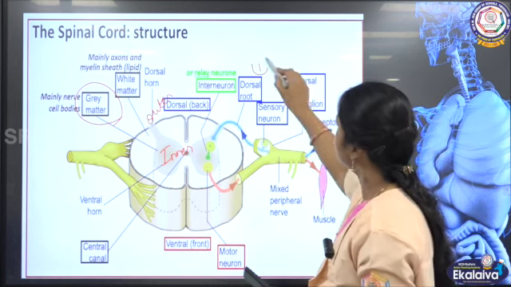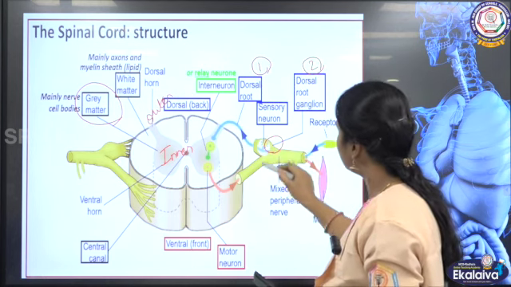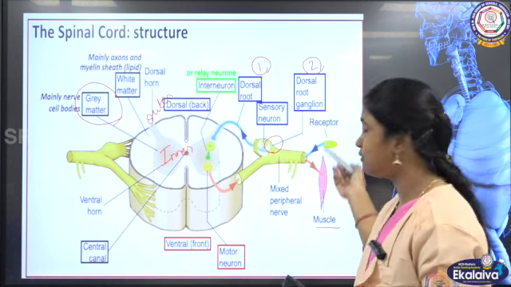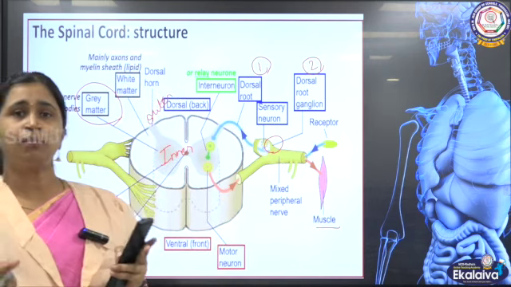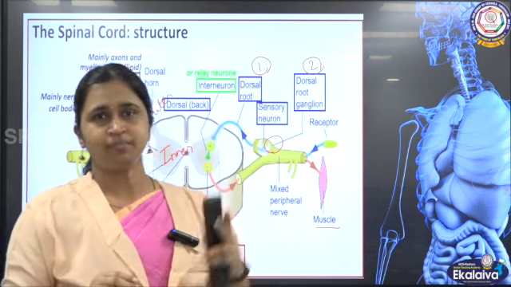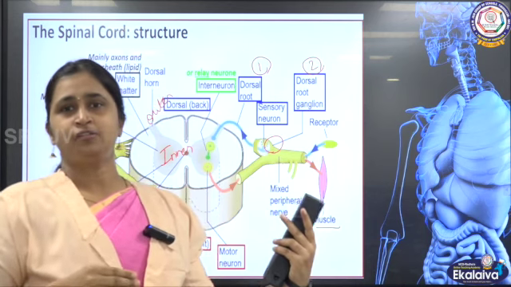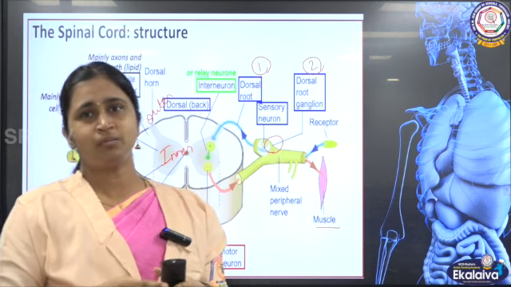You can see the dorsal root ganglia, this part, sensory neuron, receptor, it may be a muscle or any other sensory part. Okay. So, we have completed totally about the central nervous system. First part we saw the brain, and now we have completed the spinal cord, as well as the PNS also, peripheral nervous system.